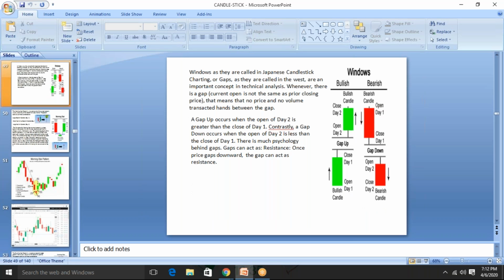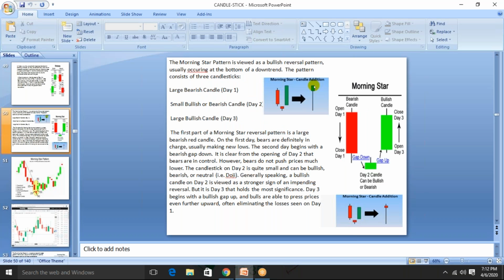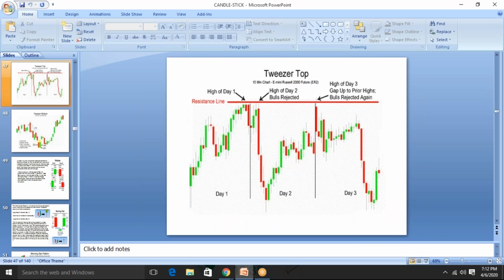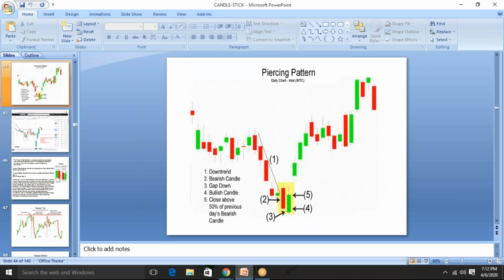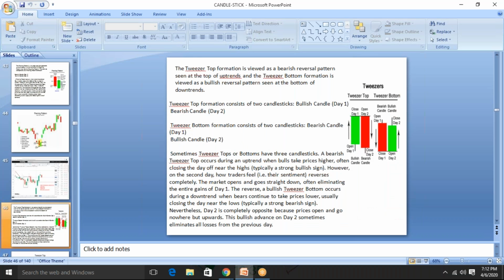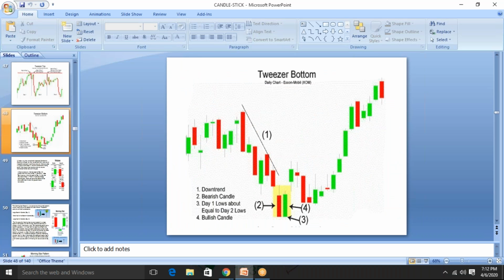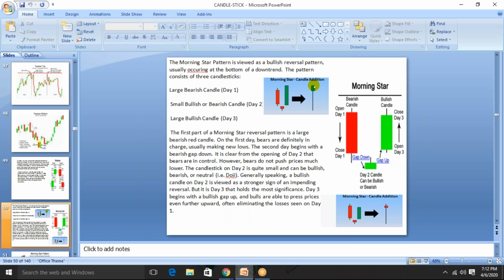And gap up and gap down opening, I already told you what gap down opening and gap up opening are. Next candle, we will discuss any part missing. Piercing pattern already discussed, tweezer already told you the overview. Next we come to three candlestick patterns. The next is the morning star candle.